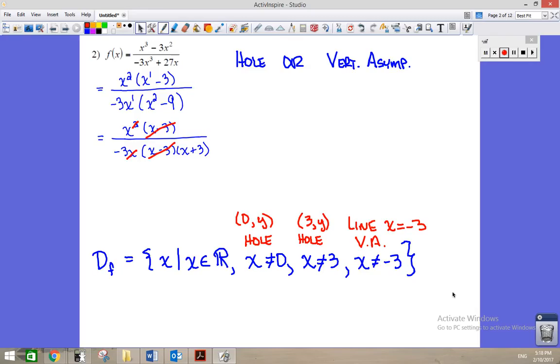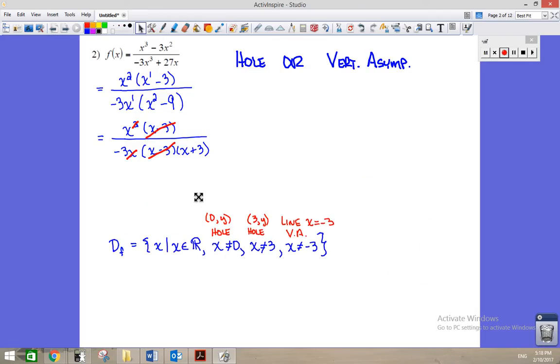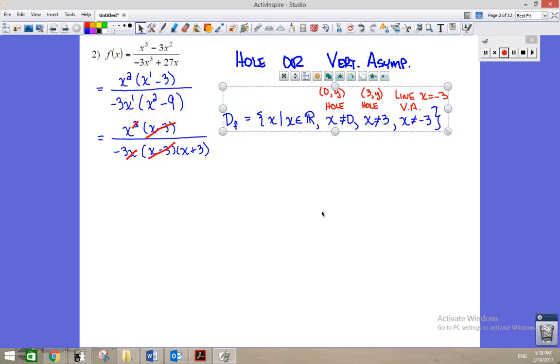Alright, so I'm almost done. I've given them the domain. They wanted that. I've identified that this graph is going to have 2 holes, and it's going to have a vertical asymptote, and I've given them the equation for the vertical asymptote. I just have to be specific on the location of each one of these holes. I need to continue with this function and reduce it and write it in lowest terms.